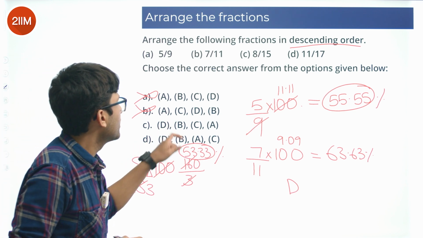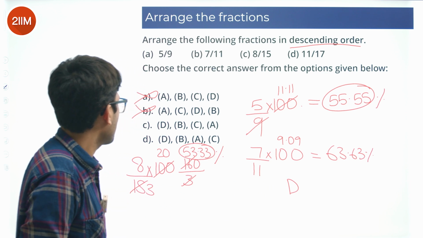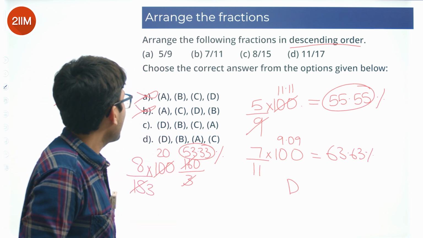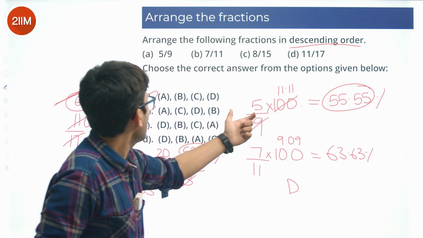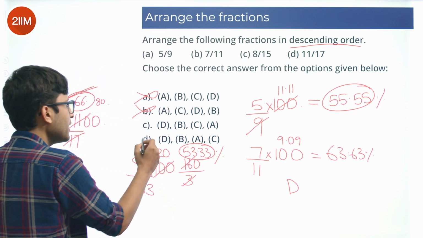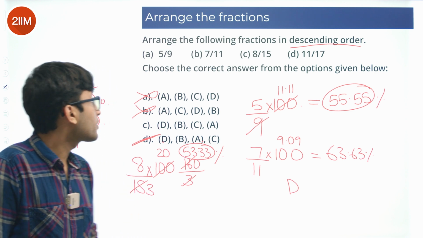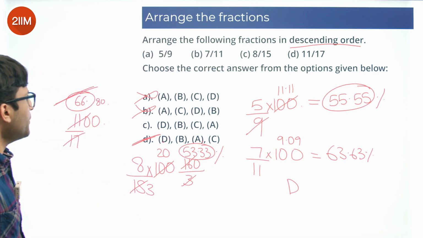The next is B. B is 7 by 11, which is true for both of them. The next being C or A. The value for A is 5 by 9, which was 55, and this is 53. So A would come first. So my option will be D, B, A, C. Option D will be my answer for the arrange-the-fractions question. Let's continue.